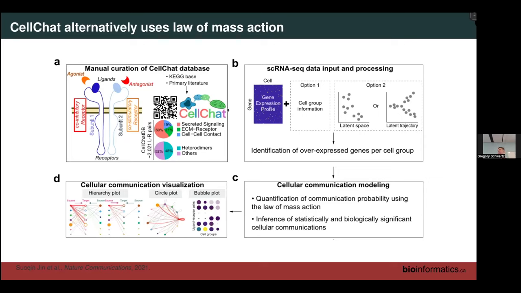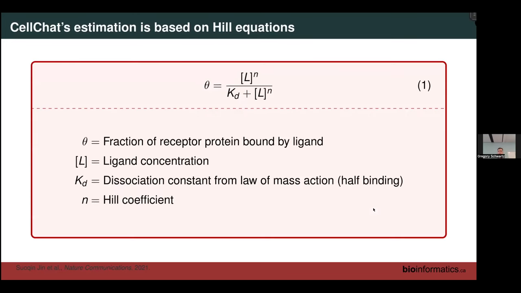Again, you'll see this very common theme where you get the ligand receptor pair database. You pass that through to your data where you get the cell groups, like those clusters, either through clustering or through the latent space that you cluster on top of, and you get those overexpressed genes per cell group. And then this is where they have this new kind of model. They use their law of mass action, which is based on essentially providing the value for the dissociation constant as part of a Hill equation. They use Hill equations all over the place in their model. The Hill equation is basically the definition of the fraction of receptor protein that's bound by ligand. This is defined as the ligand concentration raised to a Hill coefficient. This Hill coefficient will vary.